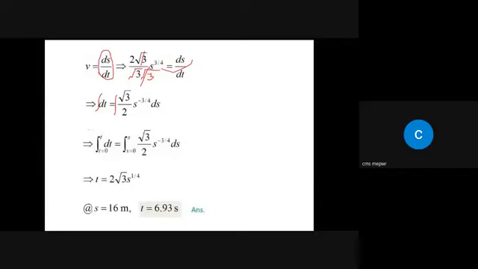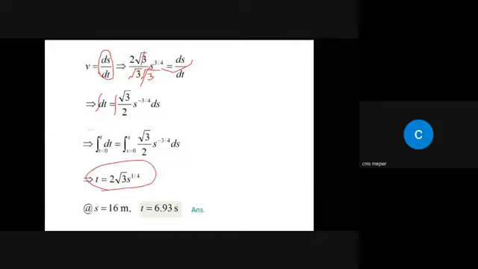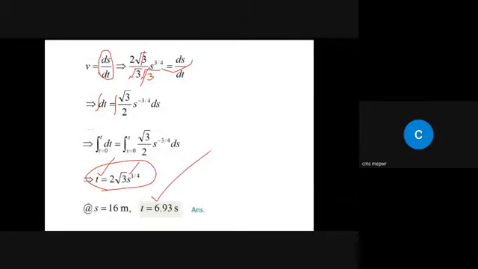In this case, you need to integrate this one. So minus 3 by 4 plus 1 gives 1 by 4, and the same will be divided. When you solve it, you will finally get this equation. Now we have to find out t, whereas s is given in the question. So s is equal to 16 meters, and the time interval at that instant will be 6.93 seconds. So this was required in the question.